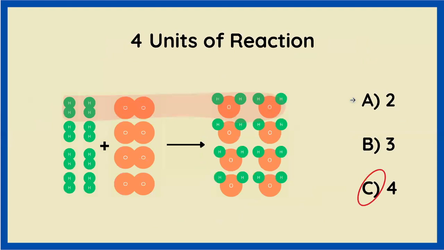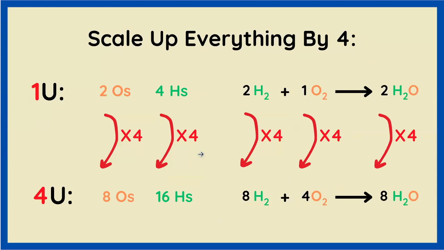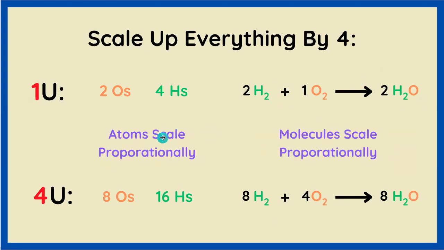Here's that same single unit of reaction highlighted, and there's simply 4 times that, so 4 units is the correct answer. In comparison to a single unit of reaction, 4 units have 4 times the oxygen atoms, 4 times the hydrogen atoms, 4 times the atoms in general. 1 unit has 6 atoms, 4 units have 24, 4 times the H2 molecules, 4 times the O2 molecules, 4 times the water molecules, and 4 times the molecules in general. 5, 20. Thus, we can say that both the atoms and the molecules scale proportionally.